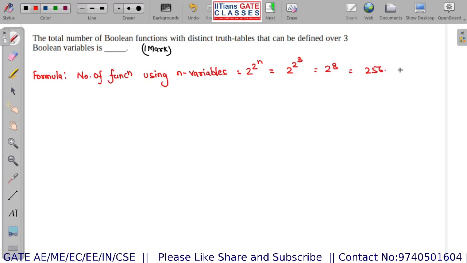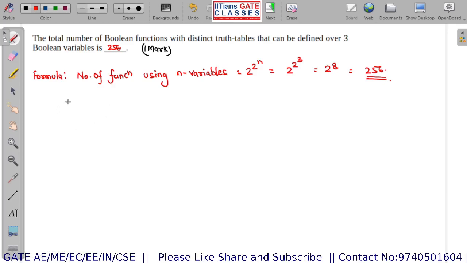Okay, 2 to the power 8 is what? It is 256. So the answer to this question is 256. This is by using the direct formula. But what happens if you don't know the formula? You can generalize this also. How? Look very carefully.